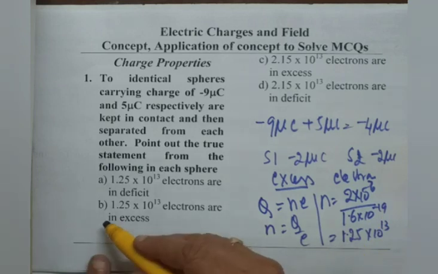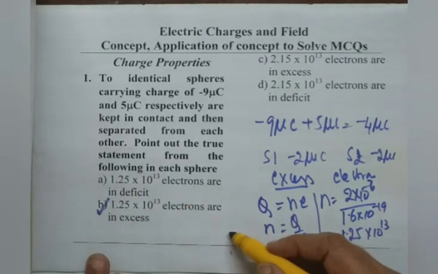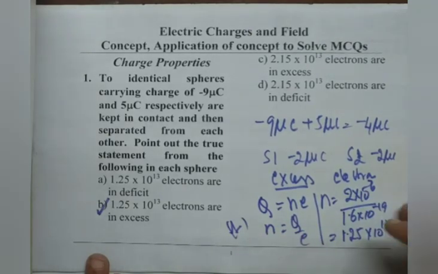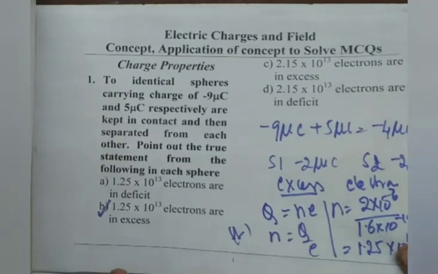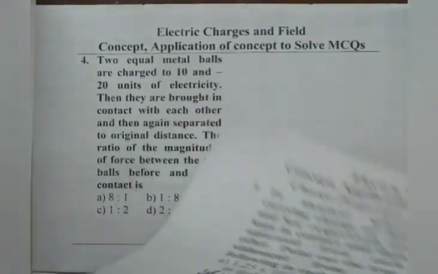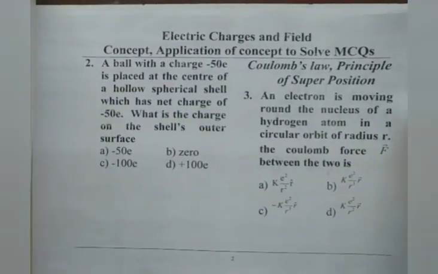Therefore, the second option, option B, is right. We think of one more MCQ as an example of properties of the charge. We read the second one.